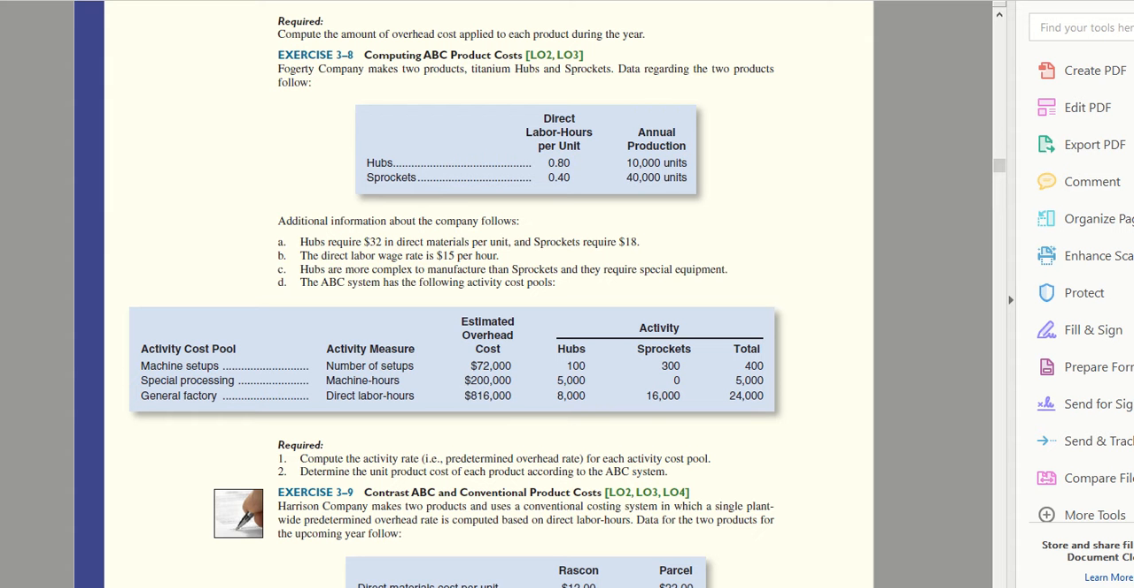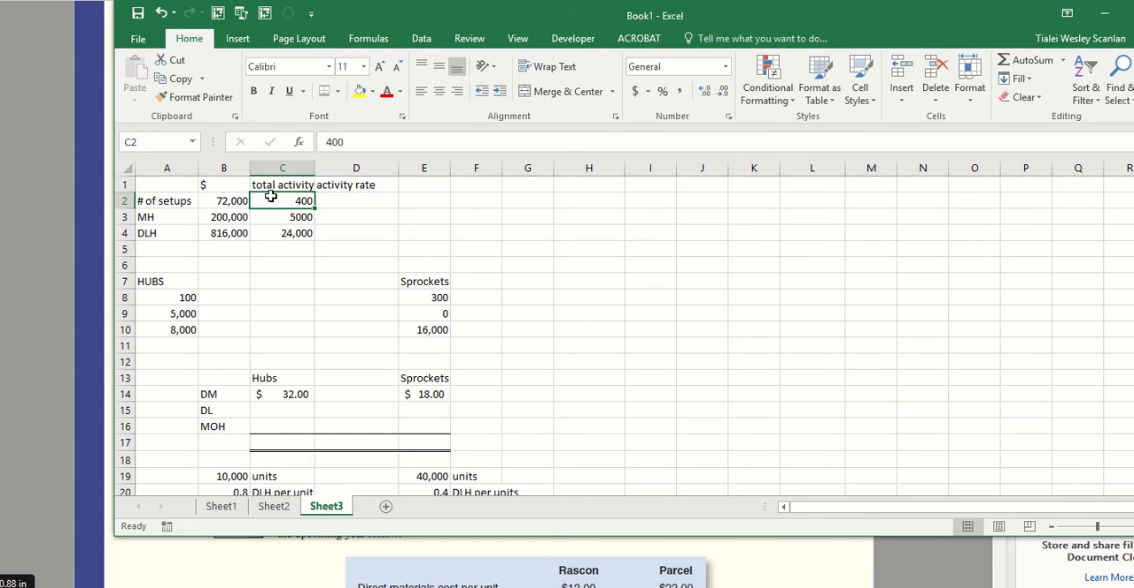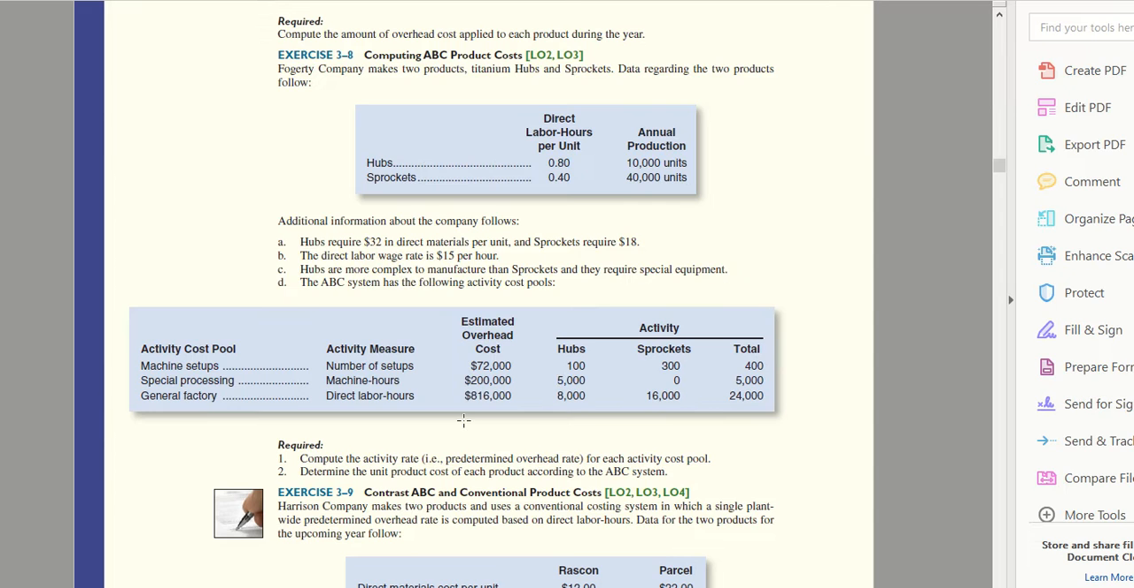So let's compute the activity rate. Just like a predetermined overhead rate, for every single activity we need a total dollar amount divided by the total allocation base or the total activity. So maybe just start ignoring these two for the moment because we need a total dollar amount divided by the total activity. Oh, I did calculate them for you, right? So we want to just disregard this right now.